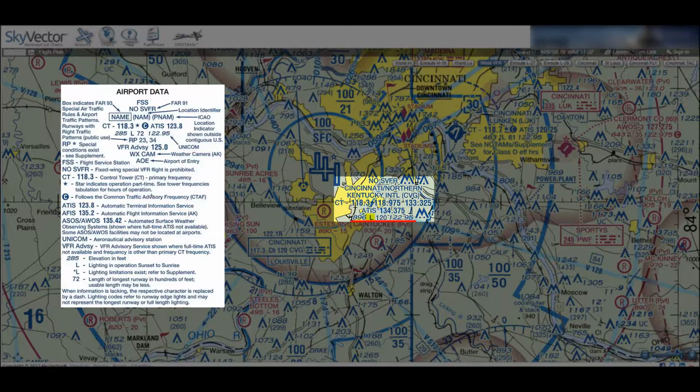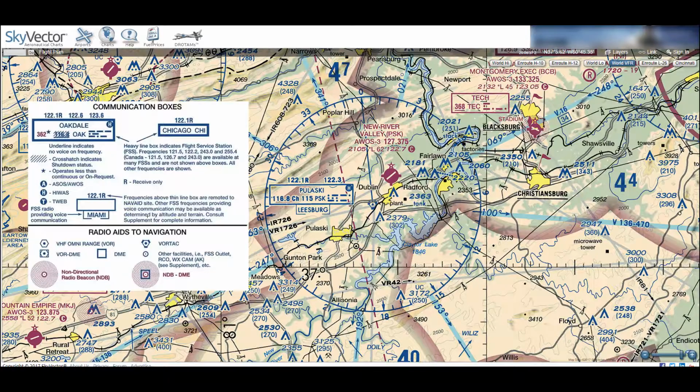The L says that the airport lights are on from sunset to sunrise. The number 120 tells us that the longest runway is 12,000 feet long. And the last number is the Unicom frequency, or airport advisory frequency. The next two sections of the legend relate to radio navigation aids.